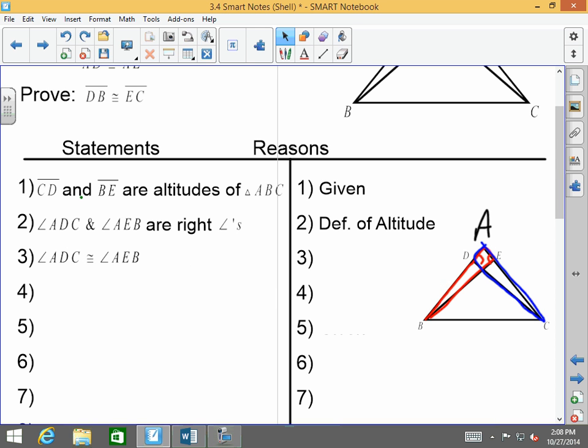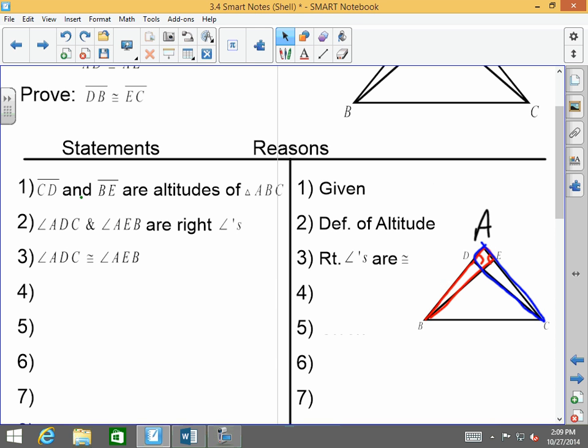But next, first we're going to talk about angle ADC and AEB. They are congruent because right angles are congruent. Okay? We don't have to say that they're 90. If you wanted to, you could, but you'd just be doing an extra step for nothing. Because an altitude already proved that you're creating a right angle. So now you know that right angles are congruent. So angle ADC and angle AEB are congruent because right angles are congruent.